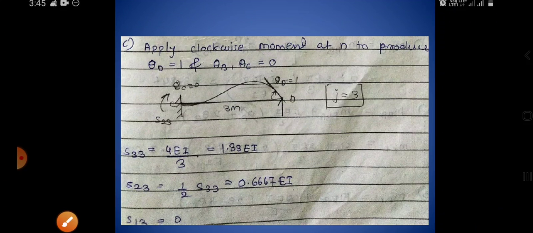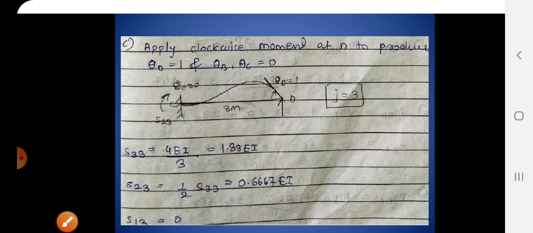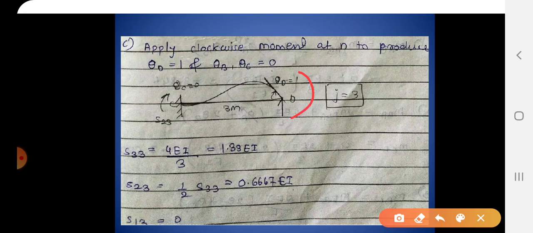Okay, now go to part C. What is our third unknown? Theta D. So apply a clockwise moment at D to produce theta D equal to 1, and of course the other displacements, that is theta B and theta C, equal to 0. Now, to produce theta D equal to 1, the moment remains here, so you read this moment.